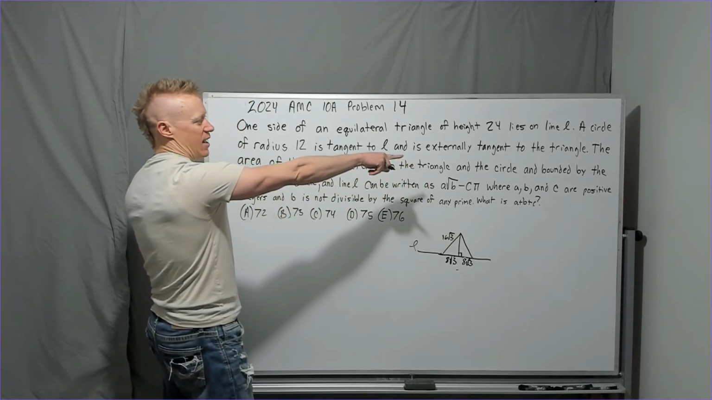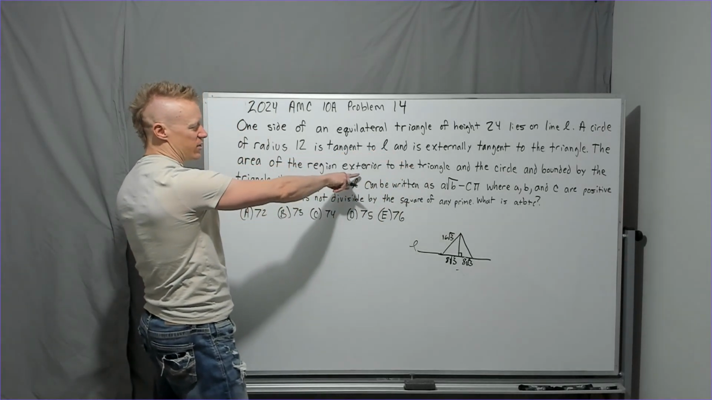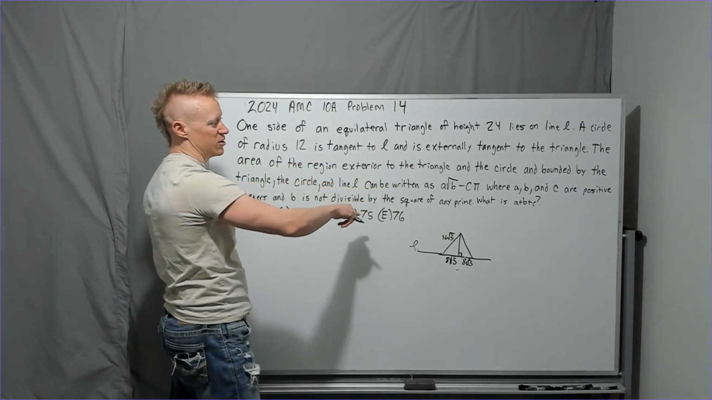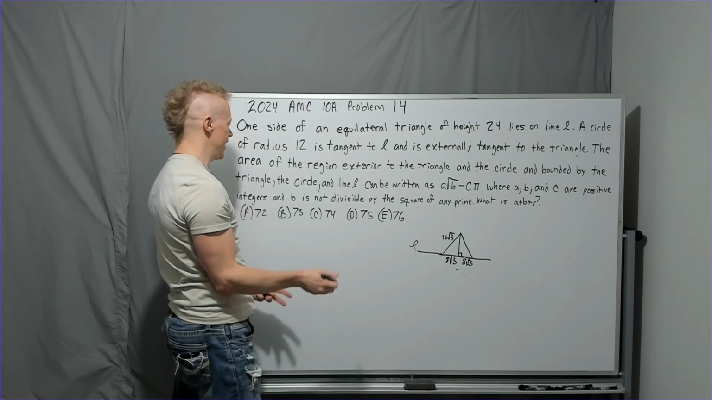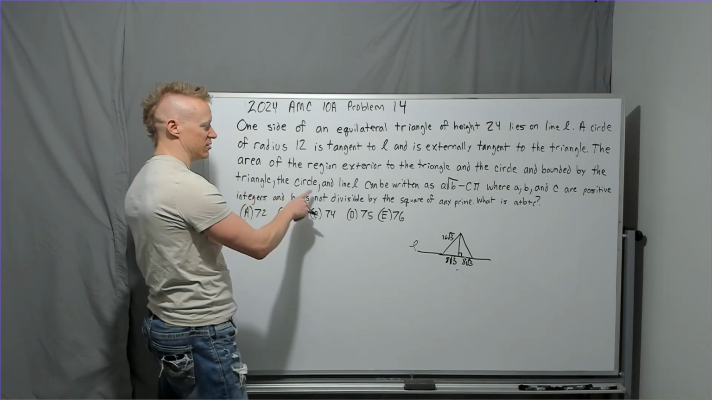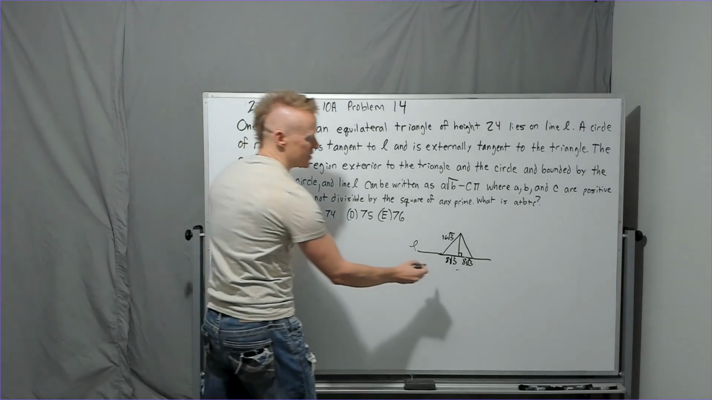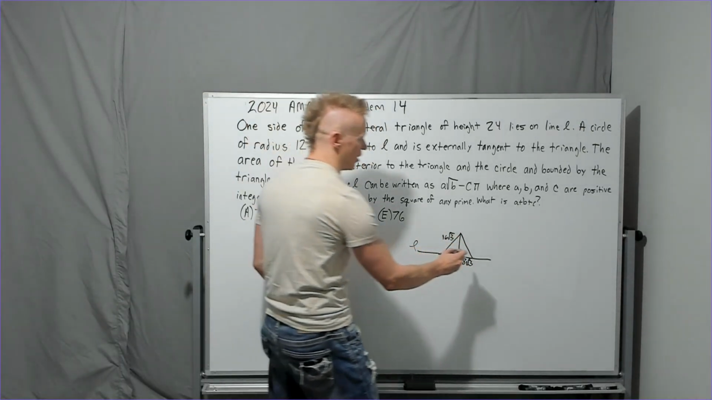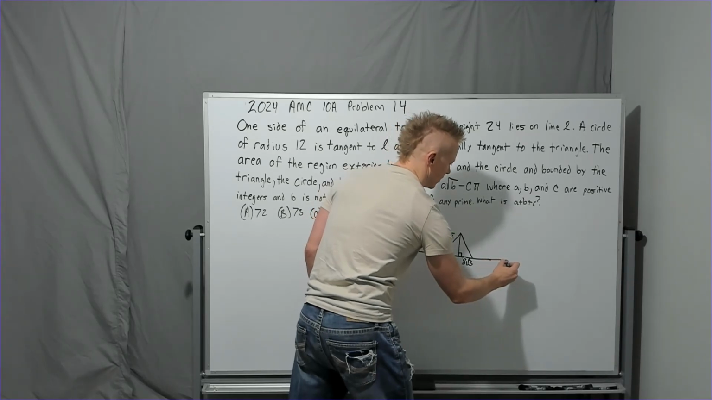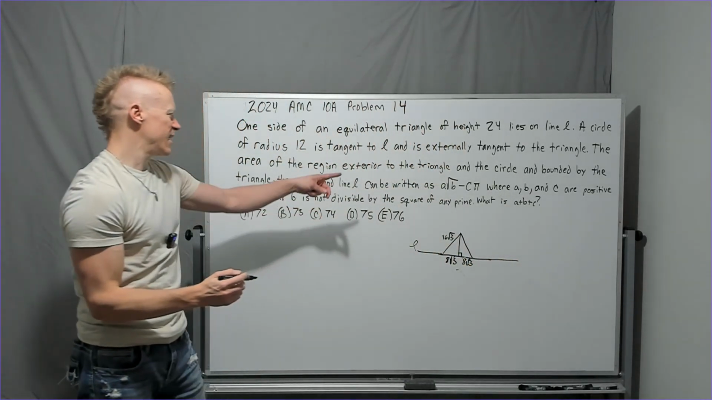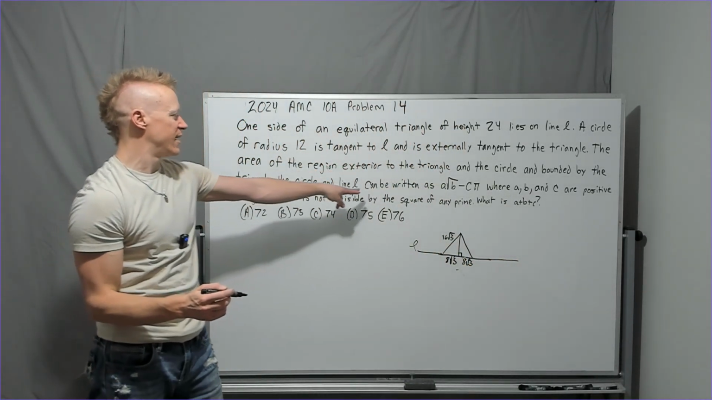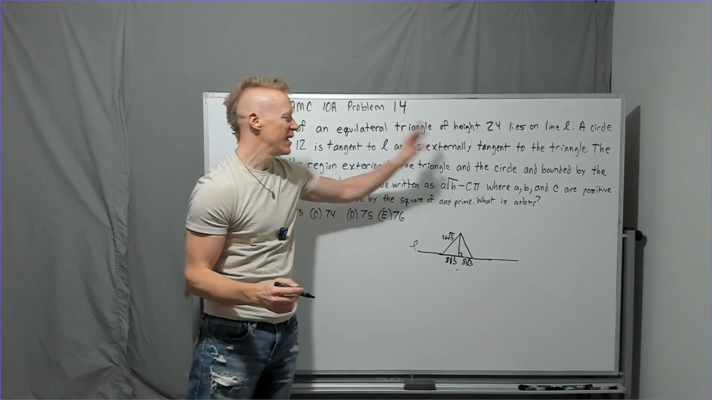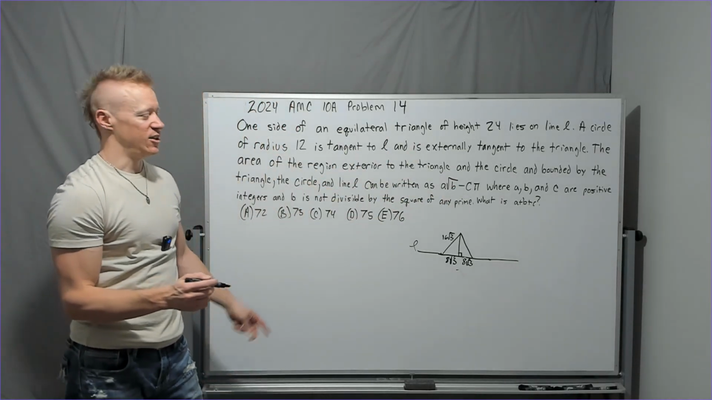Let's see. The area of the region exterior to the triangle and the circle and bounded by the triangle, the circle, and line L. See, if you put it down below, there is no region bounded. Therefore, it must be going on the side over here. And it says, and bounded by that, the circle and line L can be written as blank. At that point, stop reading. You want to find that region.